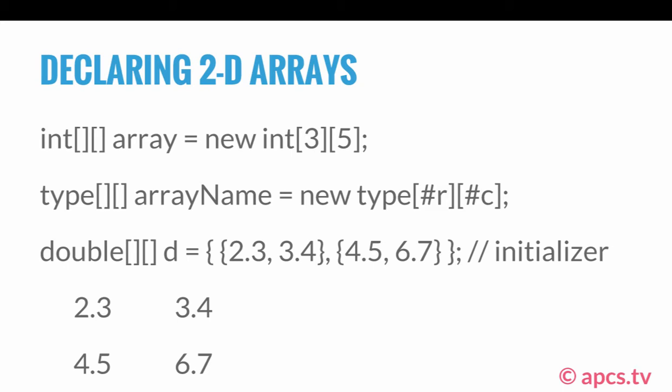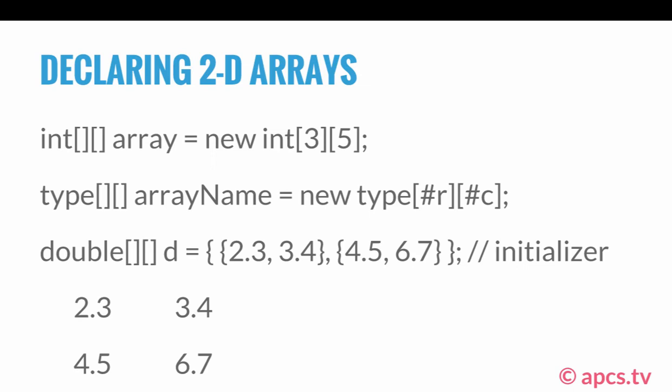So the overall syntax for this would be type brackets, whatever the type of the elements is, array name equals new type, then number of rows and number of columns. So you would replace R and C with the number of rows and the number of columns you'd like. So let's look at an example.